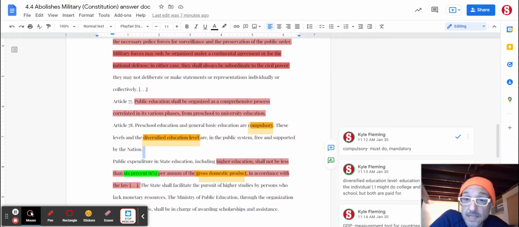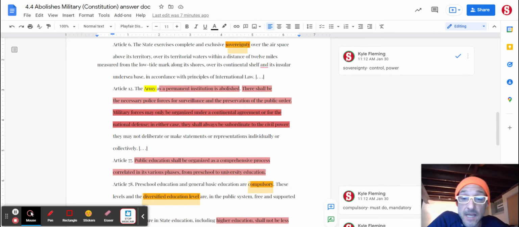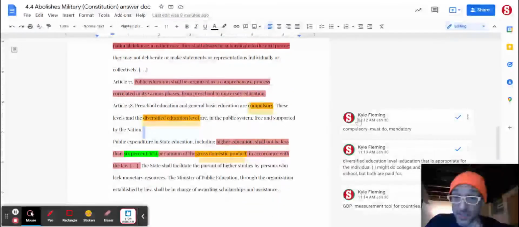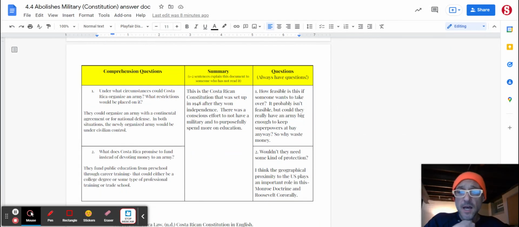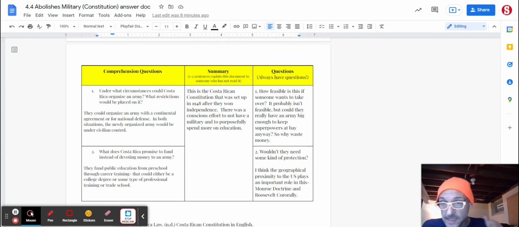I kind of talked through a lot of the stuff I was thinking as we went in. The stuff that I'm talking about out loud, you would want to put out in the margins while you're doing this. The comprehension questions.